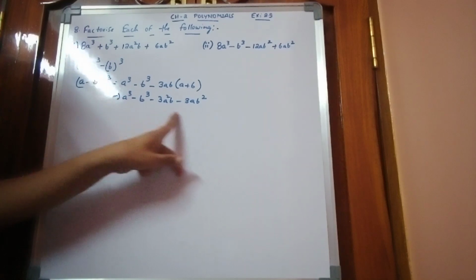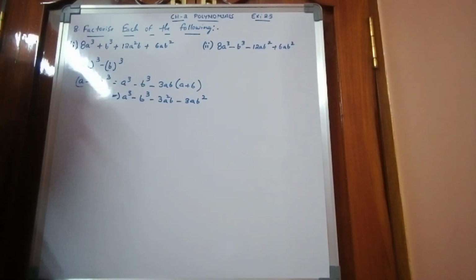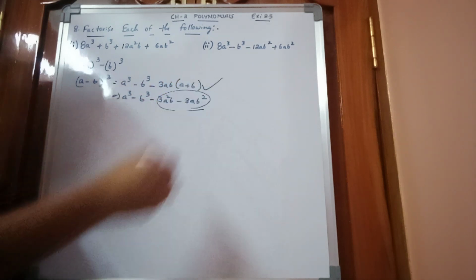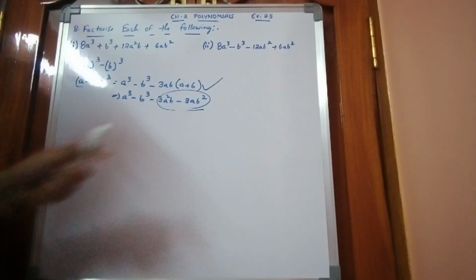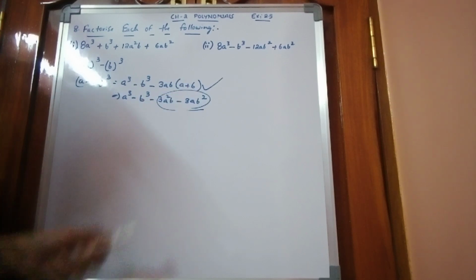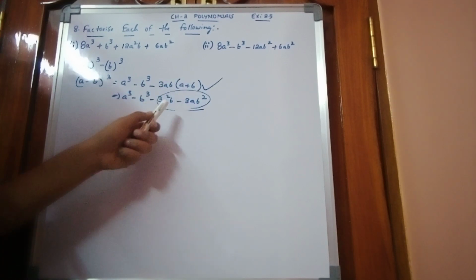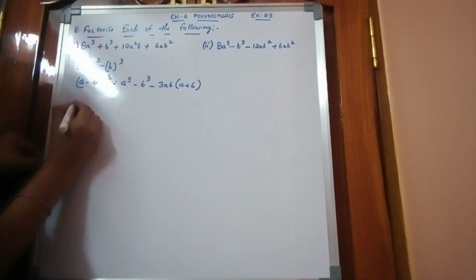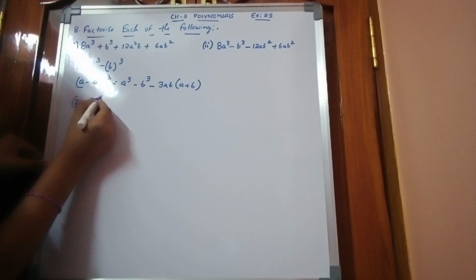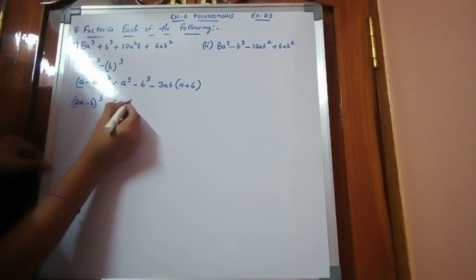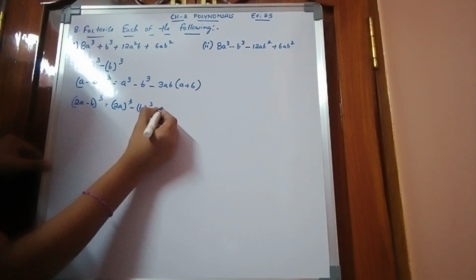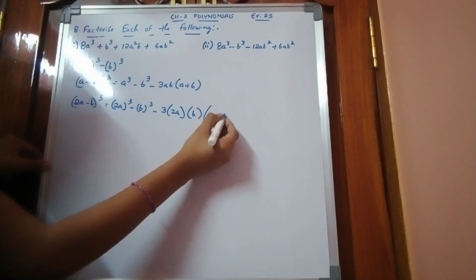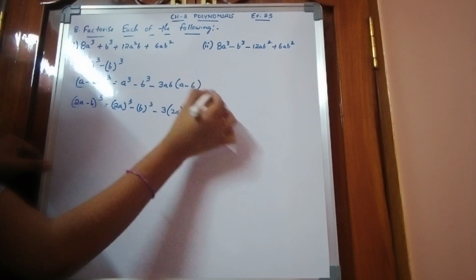Like this also we can do, and like this also we can do. I'm not simplifying like this; I'm directly doing it like this. It is your wish whether you do it in this form or this form. Actually this is very easy, so I'm using this method. Okay, see. (2a minus b) whole cube is equal to (2a) whole cube minus b whole cube minus 3 of 2a of b of (2a minus b).